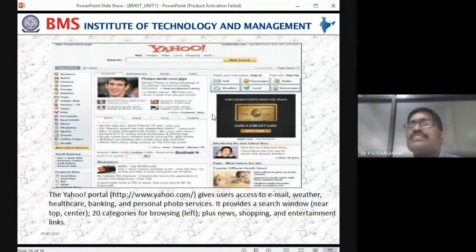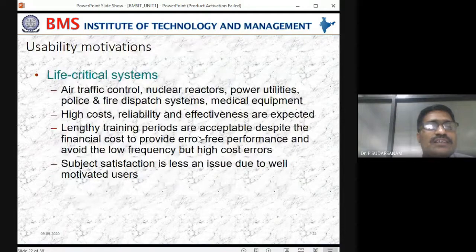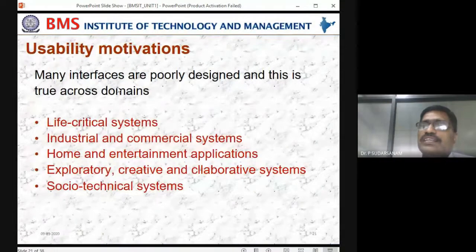So all these things, how have they done it? They've developed, they've motivated the people, they've given user-friendly systems, and that is the reason they're able to sustain it. That is what the users' motivations are. These are the points they have given: usability motivations, which is nothing but life critical systems.